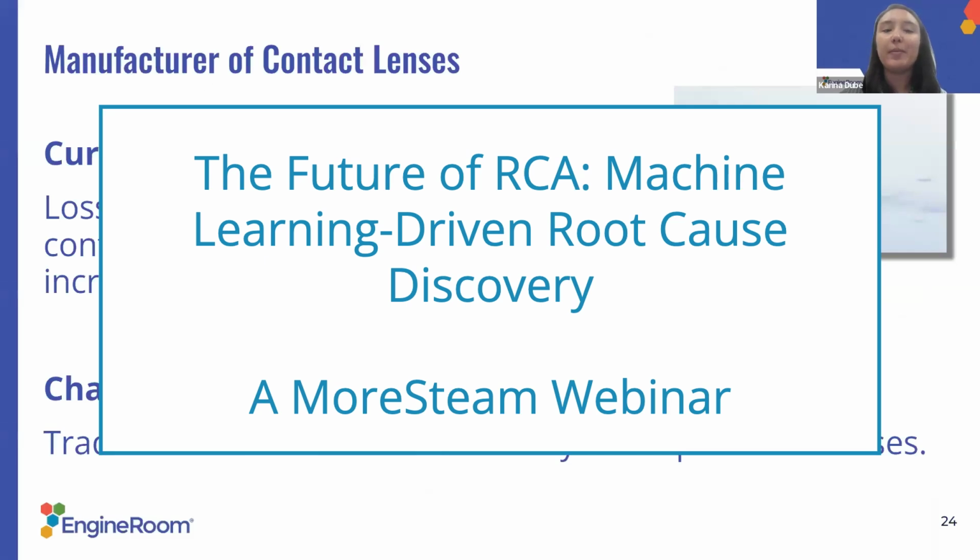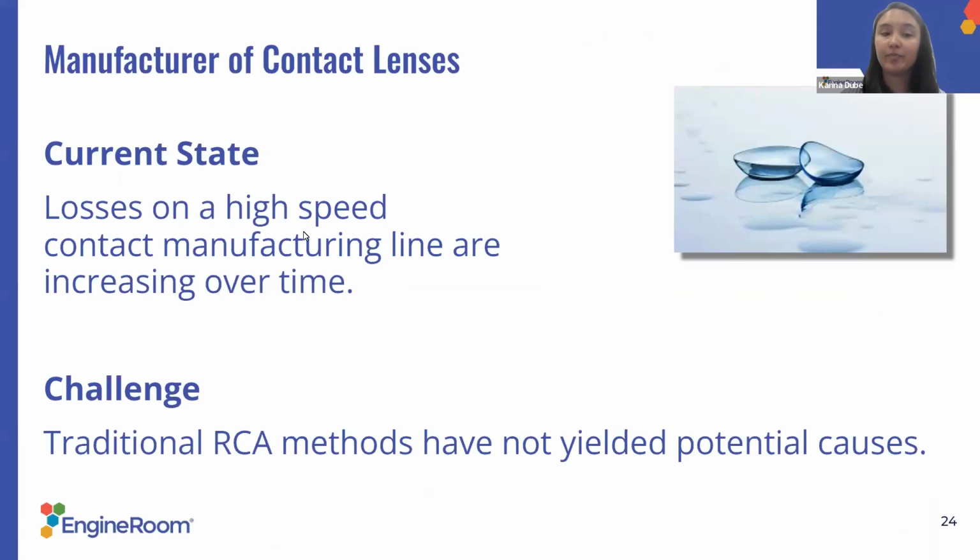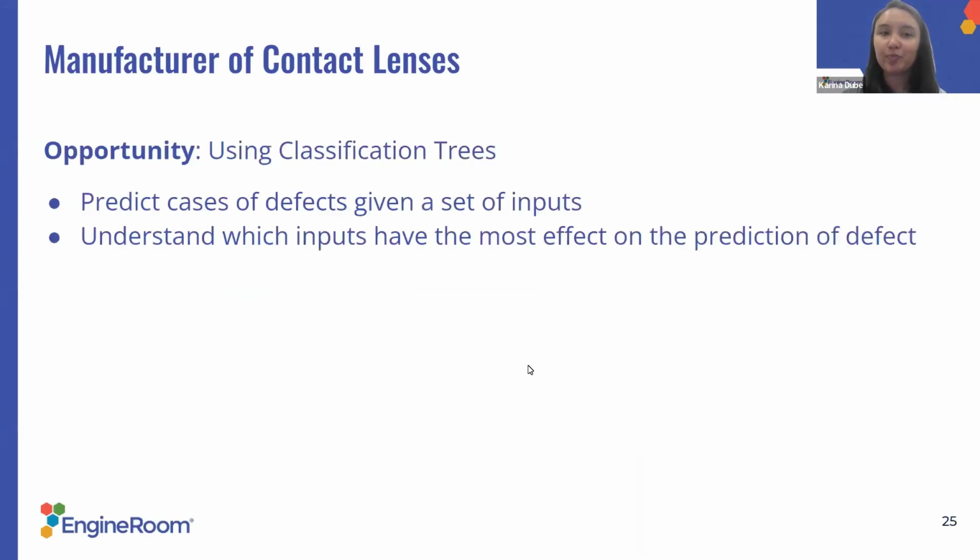So we've got a manufacturer of contact lenses, and in their current state, they're experiencing a lot of losses on their high speed line, and they're increasing over time. The challenge has been that traditional RCA methods have not yielded any potential causes. So there is an opportunity here to use a classification tree.